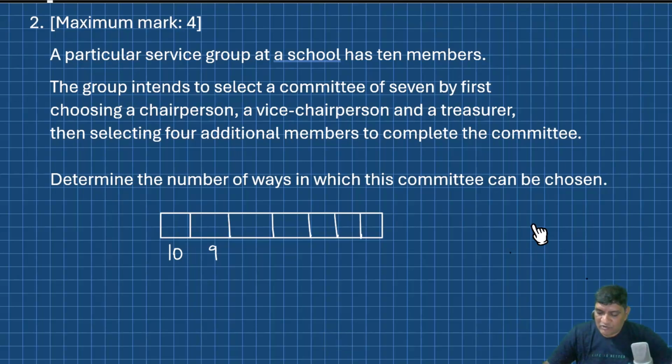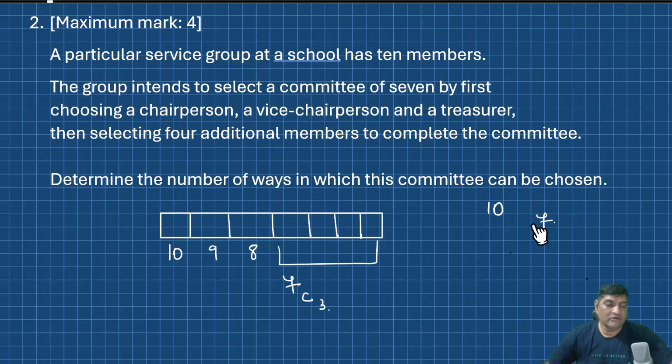And if 2 people have already been chosen, there are 8 more people, and I can choose one treasurer out of 8 in 8 different ways. Right? Now, this is the number of ways in which I can choose a chairperson, a vice chairperson, and a treasurer. What is left is the remaining 4 members, and out of 10, I have 7 left. So from these 7, I can choose 3.